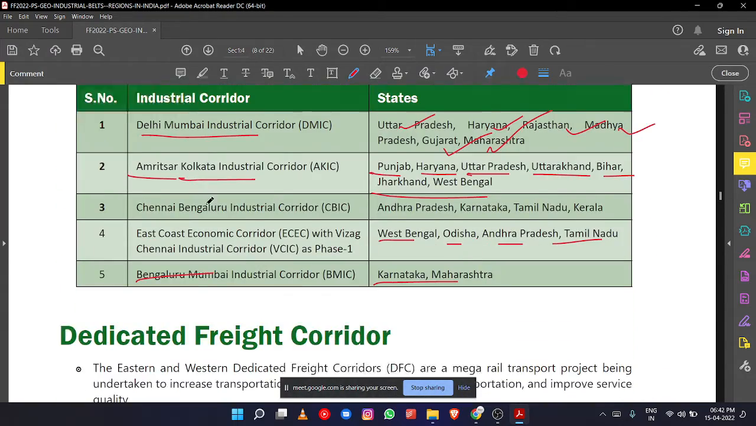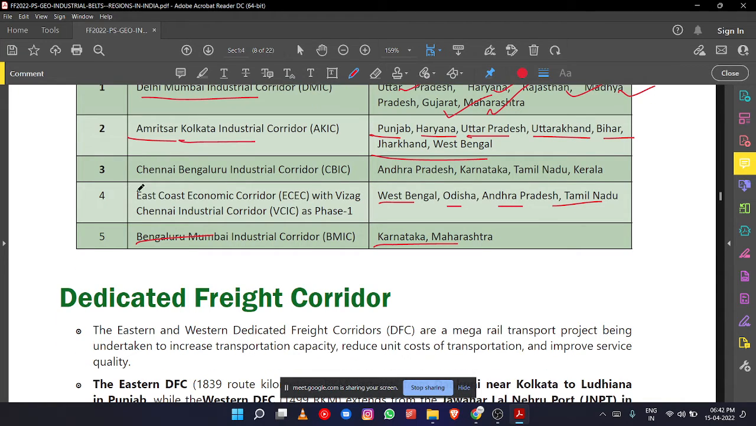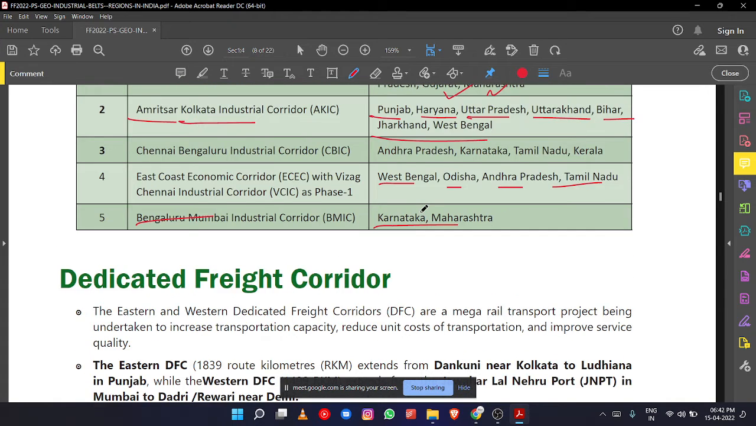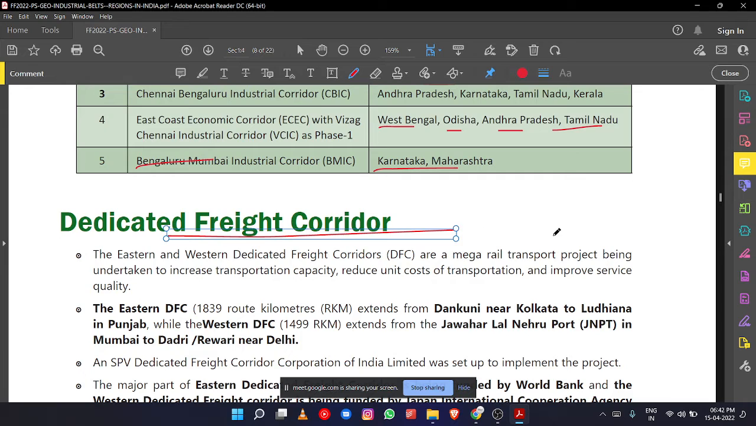So Delhi, Mumbai, Amritsar, Kolkata. So Chennai, Bengaluru area is there. In East Coast Economic Corridor, Bangalore Mumbai Industrial Corridor is there. Next concept is dedicated freight corridors.